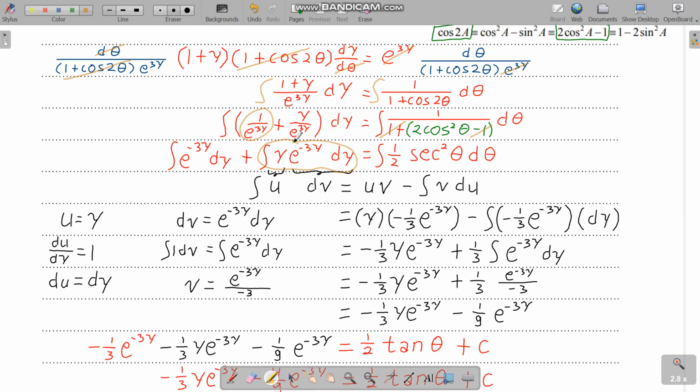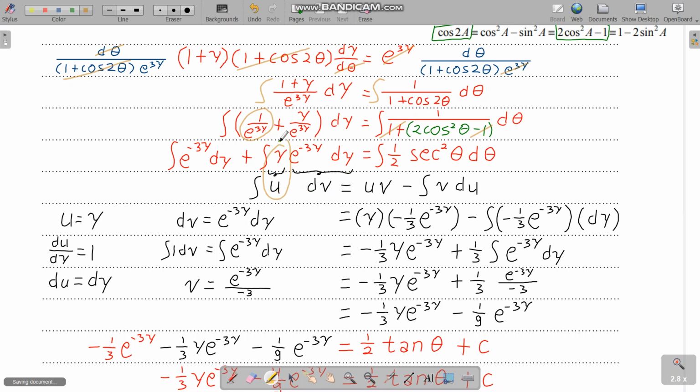We have to use integration by parts because we have a polynomial times an exponential. So when we have polynomial times exponential or logarithmic or trigonometric function, we have to use integration by parts. The formula for integration by parts is integral u dv equals uv minus integral v du. We have to identify the u and the dv.